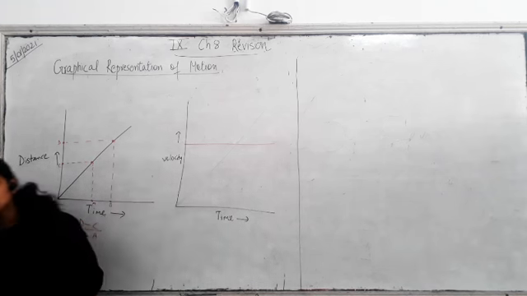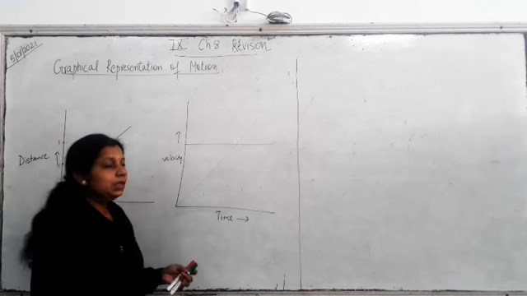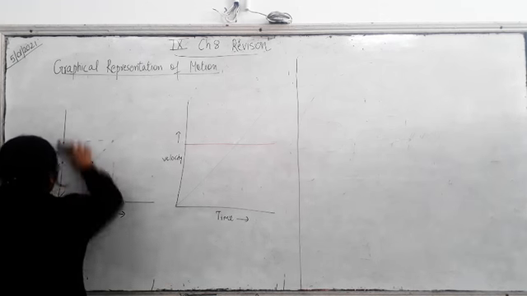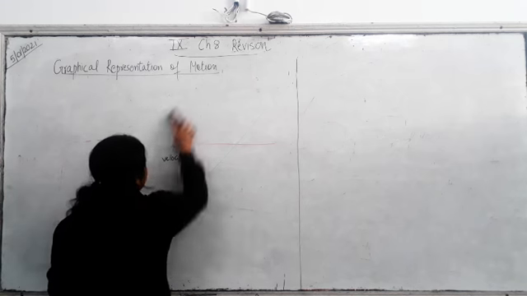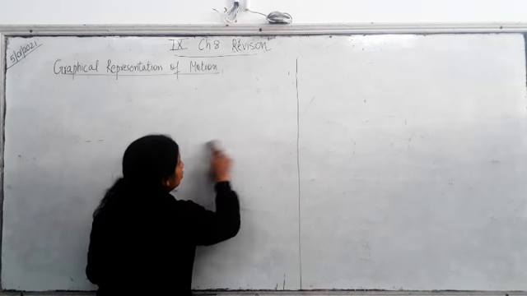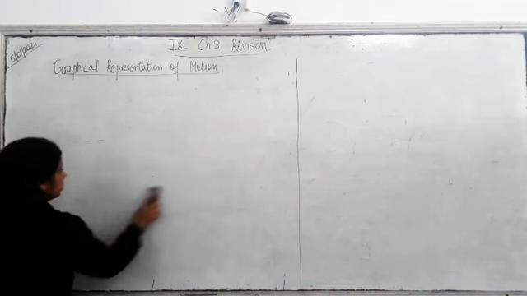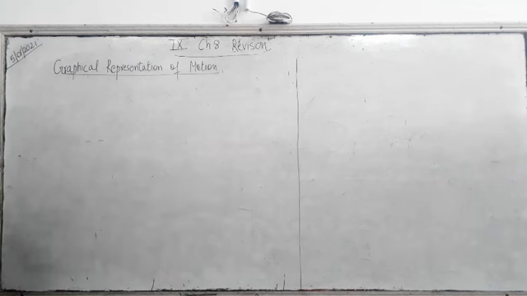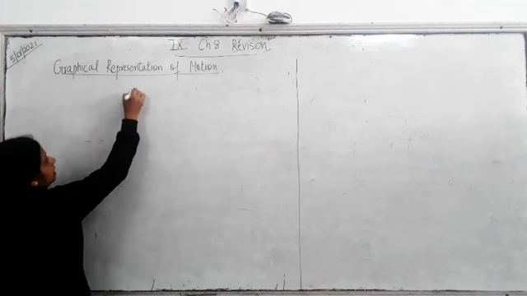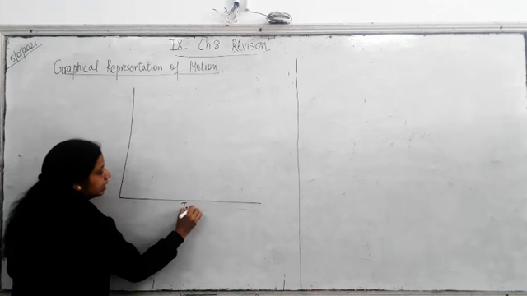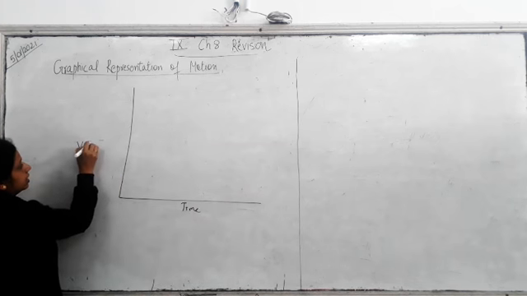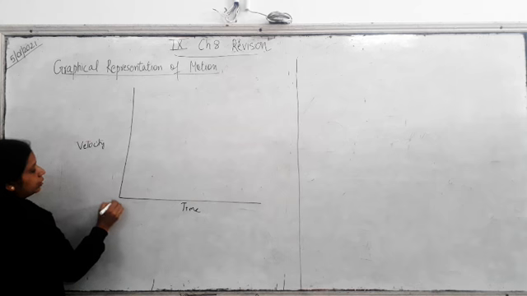So what are the three equations of motion? First is V equal to U plus AT. So let's start. Now to find out these equations of motion, velocity time graph we are going to use. So what we will do first is we will draw a velocity time graph. So let's say this is my velocity time graph where this is time and this is velocity. And this is my origin O.